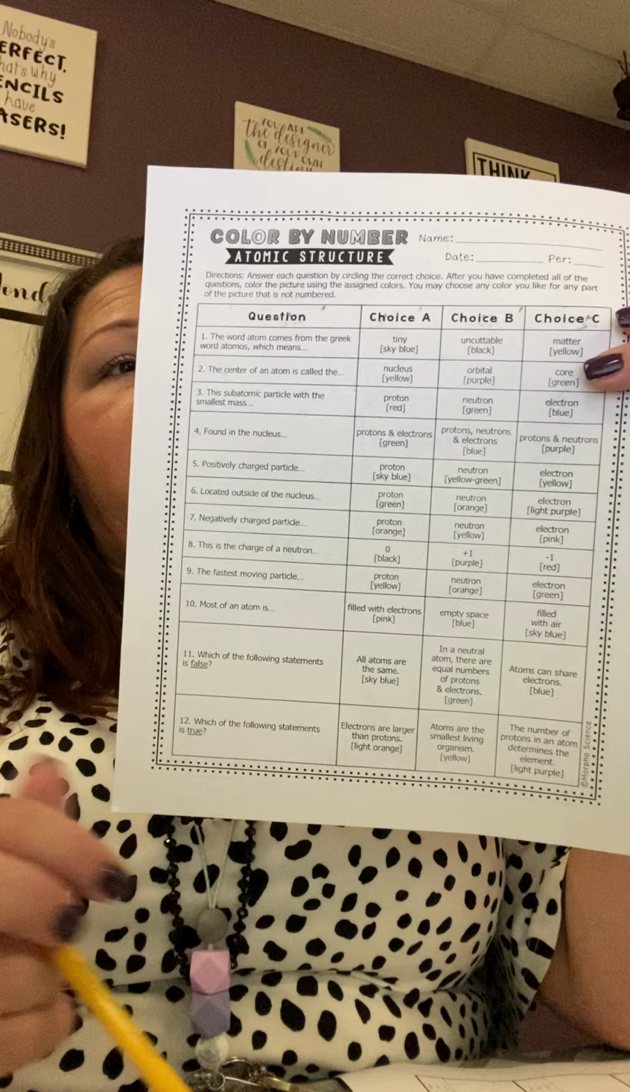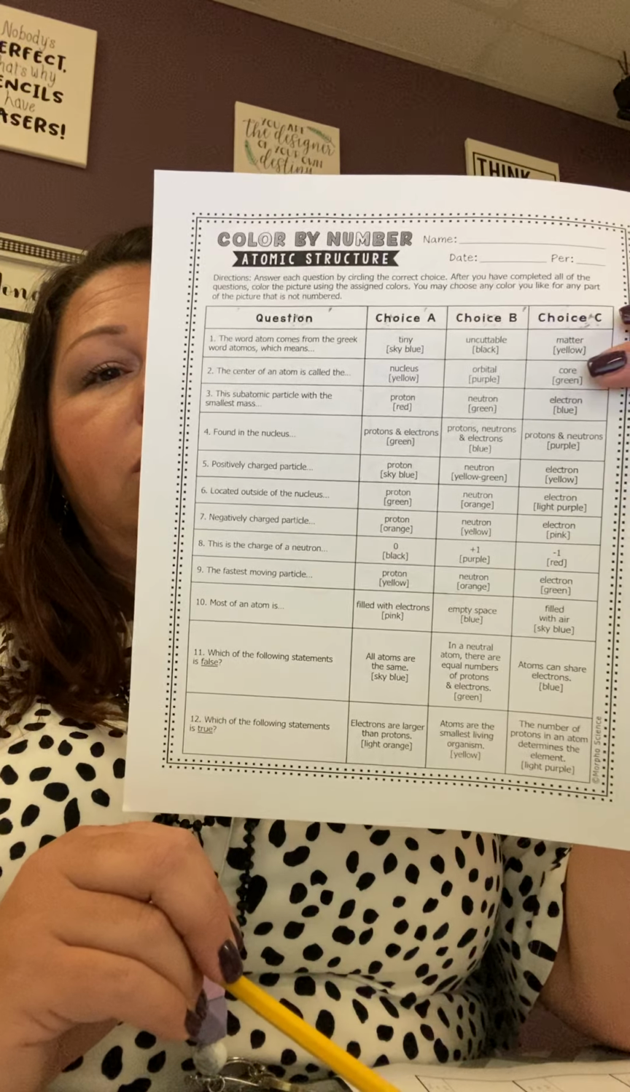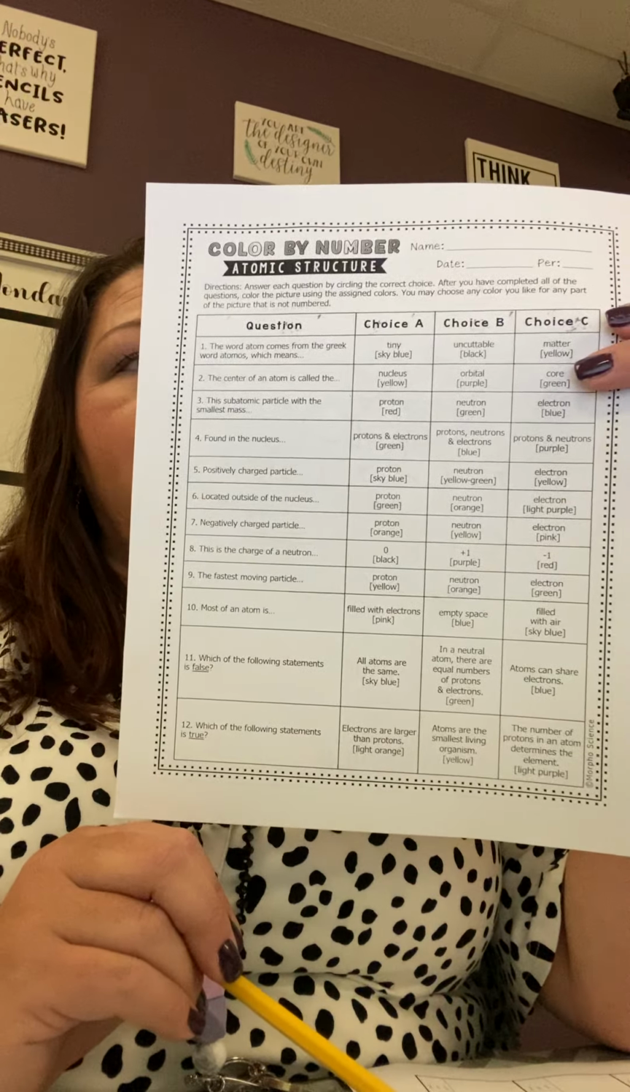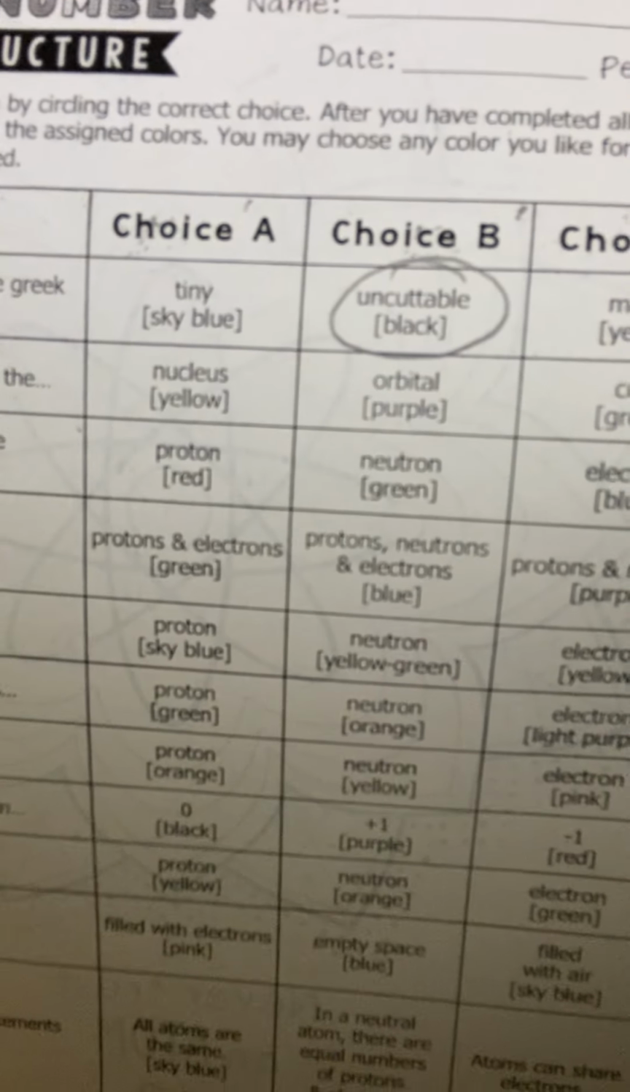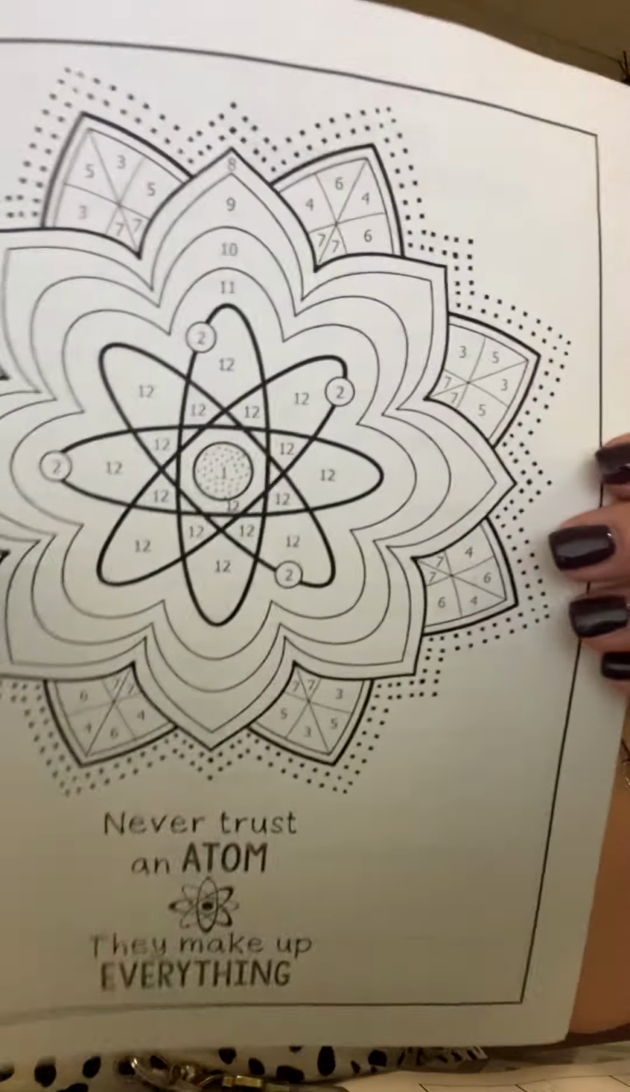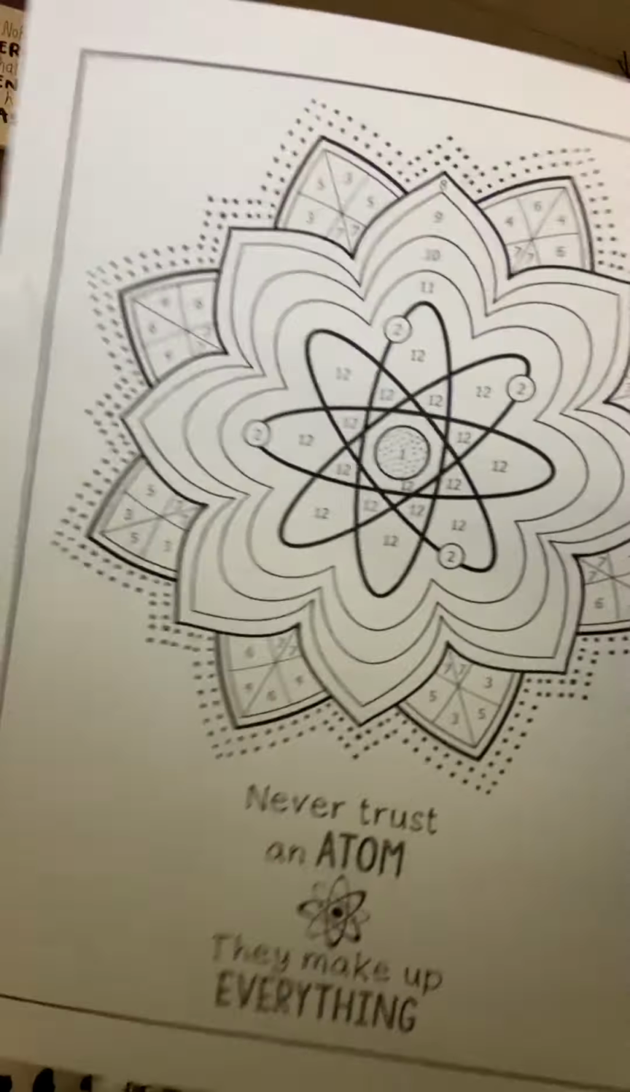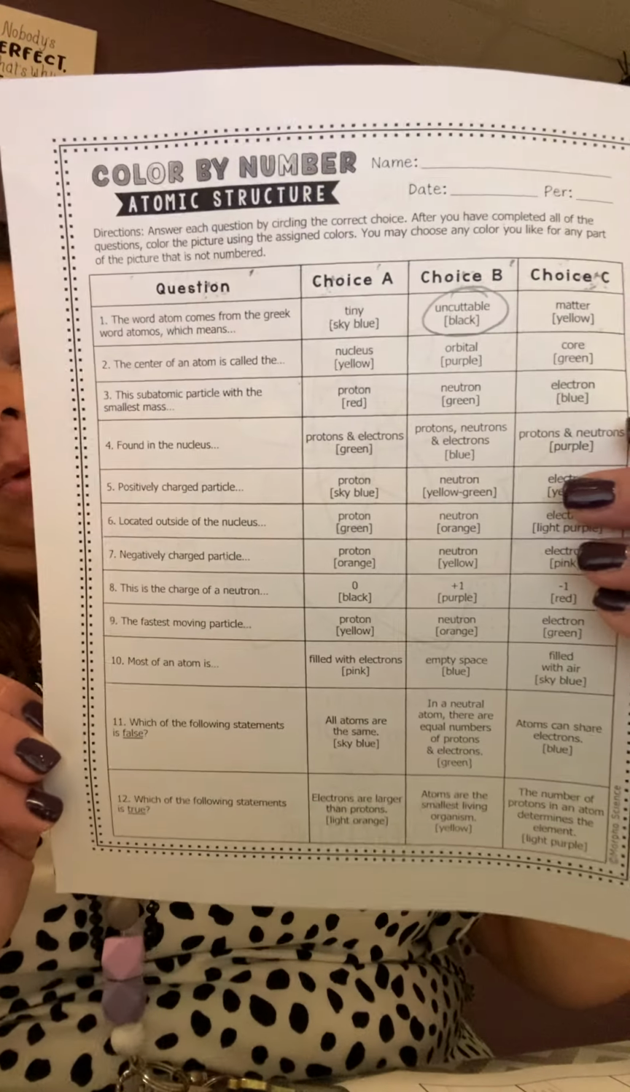So remember, an atom is the smallest piece. So we cannot do anything with it once it's one tiny atom. So I did say the word tiny, but that's not it. We can't make it any smaller once it's an atom. So you're going to choose uncuttable. You're going to circle that. Now notice under uncuttable, it says black. So anywhere on your color by number that you see a number 1, you're going to color it in black. And you should have MAC pencils at your desk. And if you don't, well, then we'll figure out what to do from there. I do have some, but we're not supposed to share. So if you do borrow, please wipe them with a Clorox wipe. So that's what you're going to do on this one.